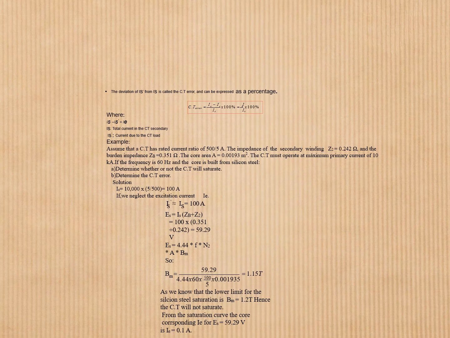From the saturation curve, the corresponding Ie for Es equals 59.29 volts is Ie equals 0.1 A. CT error percentage equals Ie by Is into 100% equals 0.1 by 100 into 100% equals 0.1%. Saturation curves for silicon steel used in current transformer core for different CTRs.